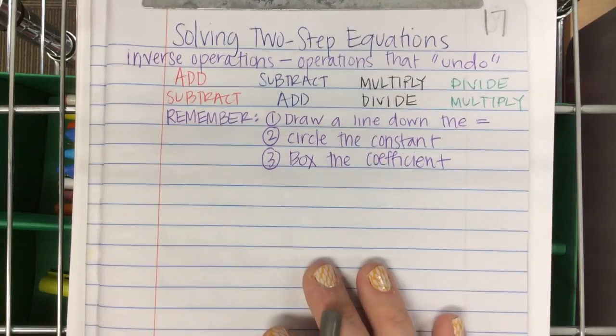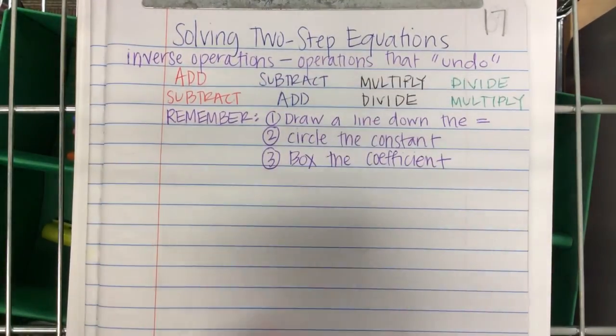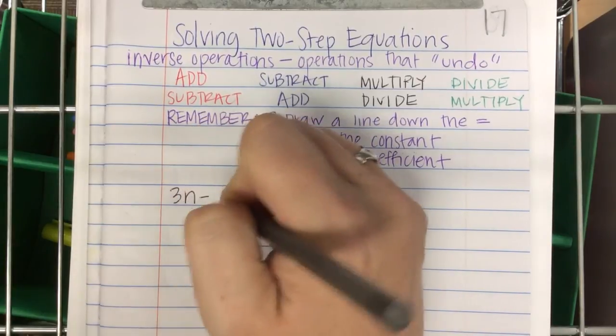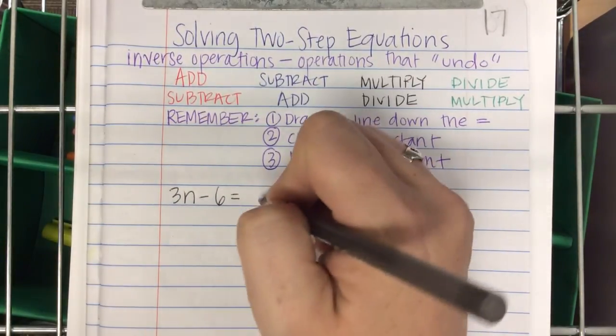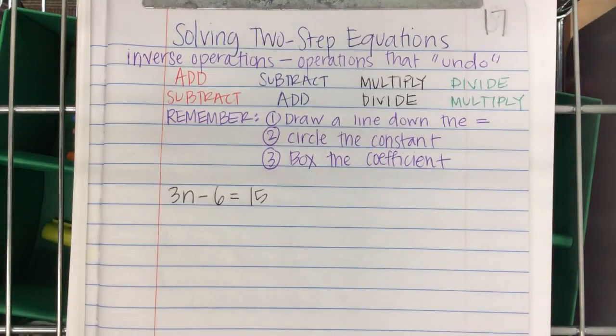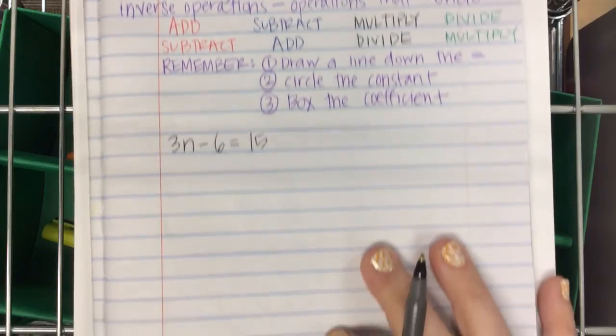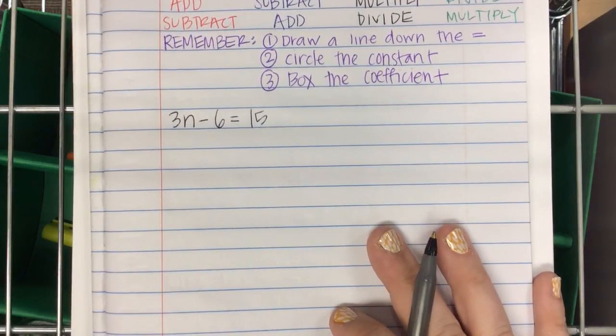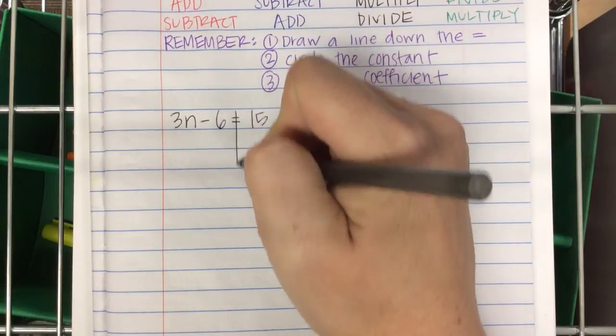So let's start off with an easy one. 3n minus 6 equals 15. What's step number 1? Oh, Lillian, what is it? Draw a line down the equal sign.